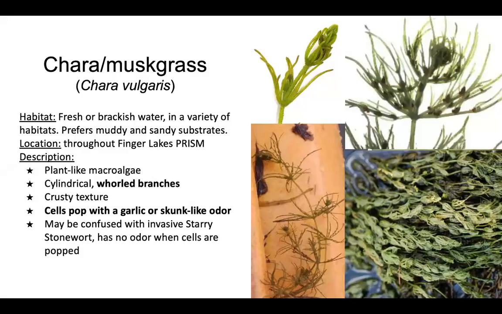Next up, we have Chara or musk grass. So this is one of the lookalikes for starry stonewort, actually. However, it's much smaller and not as leggy as starry stonewort. It does have the whorled branches. However, if you're trying to decide if this is starry stonewort or Chara, and you smush it in your fingers, it'll also make that popping noise. But Chara will smell like garlic or skunk, and it's quite a potent smell. So if you crush it and you smell that, you can almost bet that it's Chara.